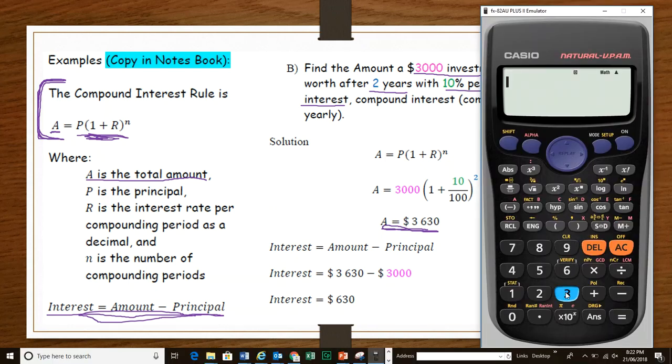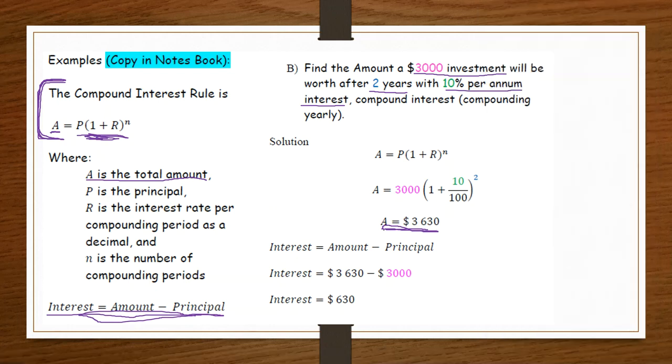So if we type that into our calculator, 3,000 times 1 plus 10 over 100 to the power of 2 equals 3,630. That's where this number comes from.